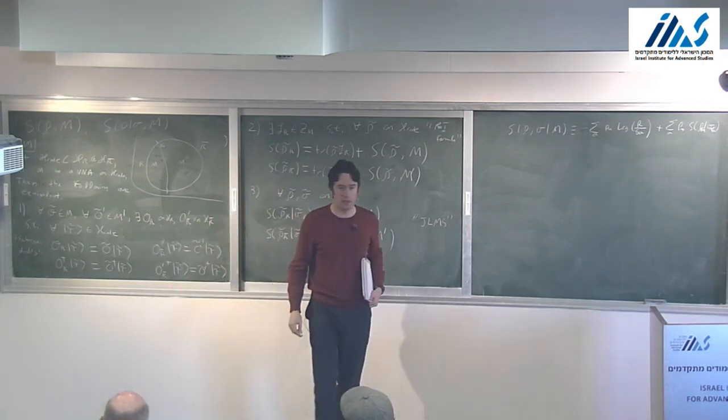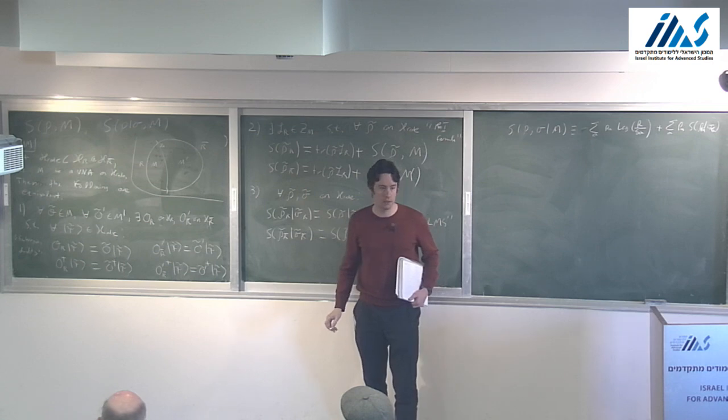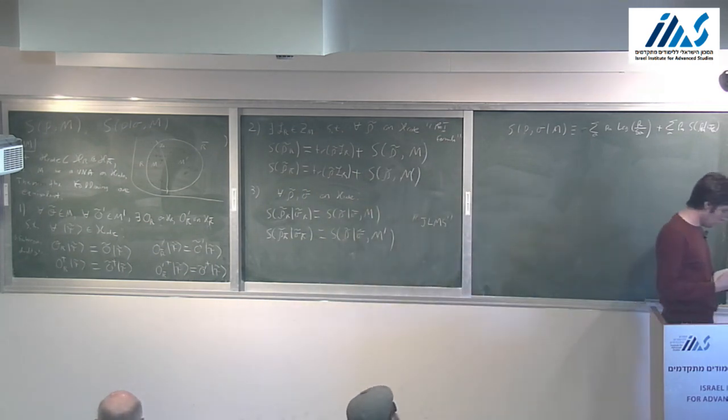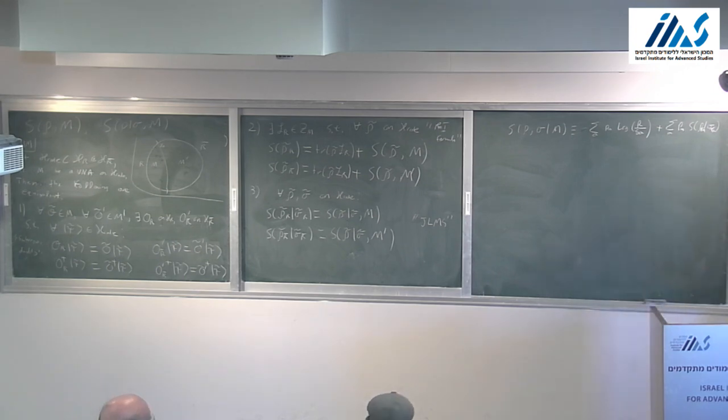The proof is not that hard, but I think I'll skip it because I want to get to the second part of the talk today. So that's all I'll say about the proof of the theorem. Now let's try to interpret the theorem for a little bit, and then we'll switch to talking about symmetries.